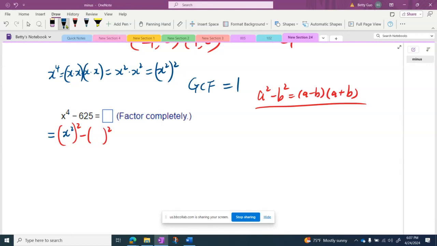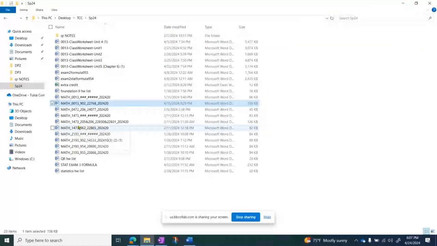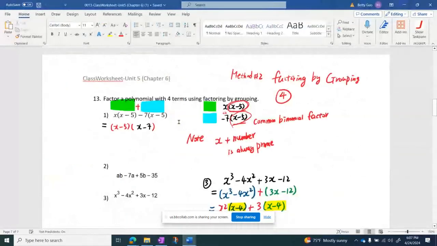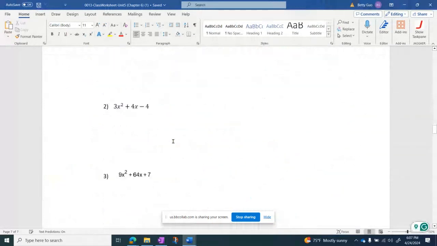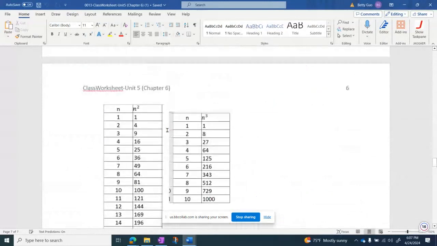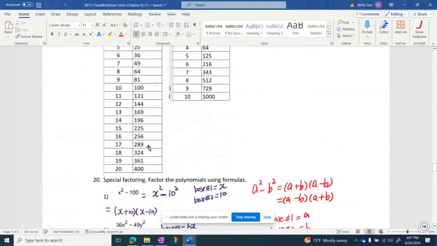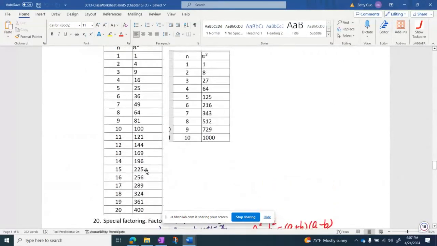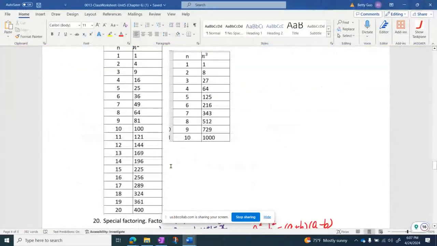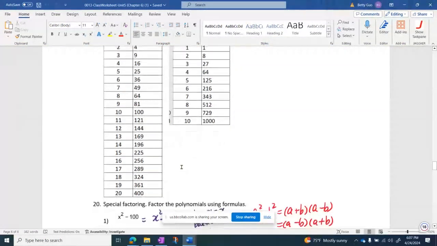And 625, you guys remember, let me pull the note. I want you to memorize a table, right? Perfect squares table right here. I want you to memorize 1 square, 2 square, 3 square, all the way to 20 square, those special numbers. So our special number here is 625. 625, we don't have it, right?